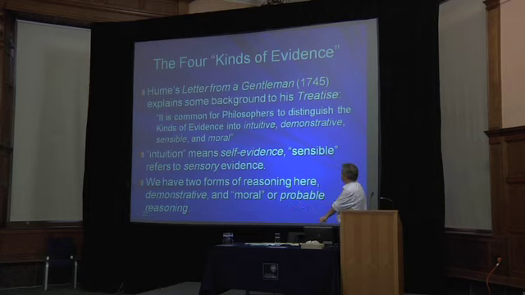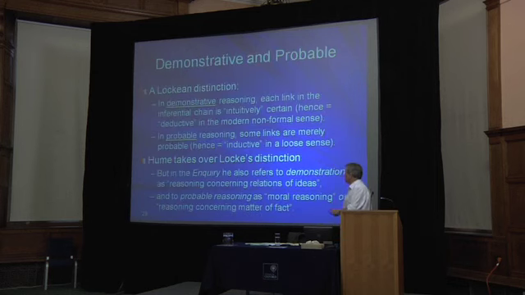And here's another example. It is common for philosophers to distinguish the kinds of evidence into intuitive, demonstrative, sensible, and moral. Okay, so for Hume, as for Locke, something is intuitive if it's self-evident. When he talks about sensible evidence, he doesn't mean sensible in the modern sense, he means sensory, evidence from the senses. And you can see there are two forms of reasoning there, demonstrative reasoning and moral reasoning. The word moral in this context does not mean ethical. He's talking about probable reasoning, which we will come to now.